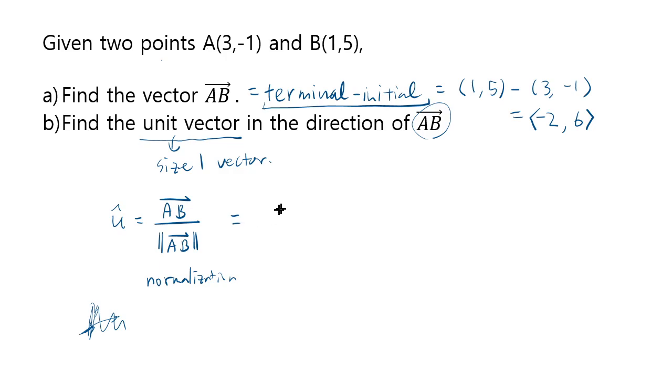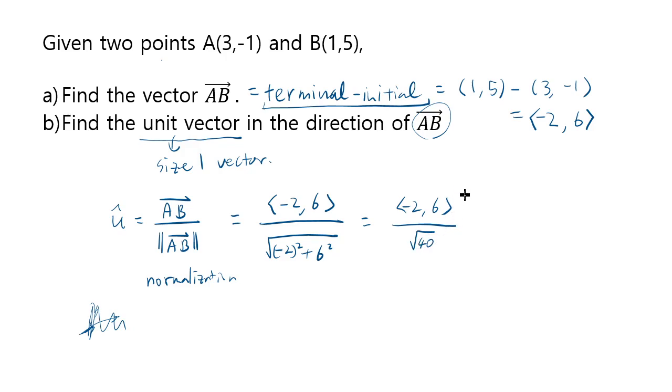So in our case, the vector is (negative 2, 6), and the norm of this vector is the square root of negative 2 squared plus 6 squared, which is 4 plus 36, that's the square root of 40. Right? And dividing means that each component is divided. So you get this.